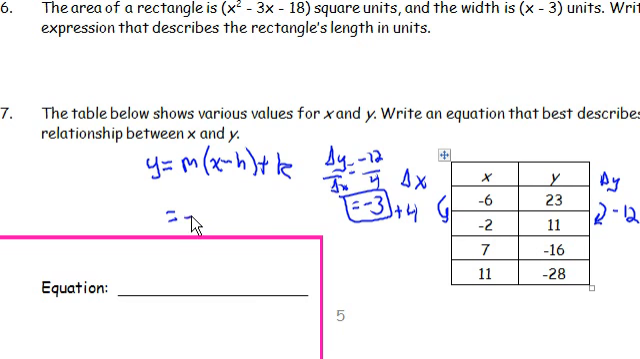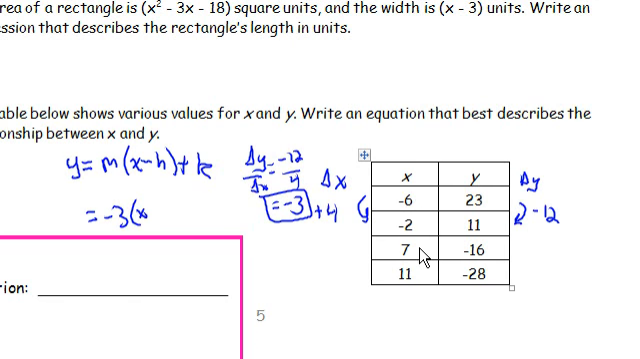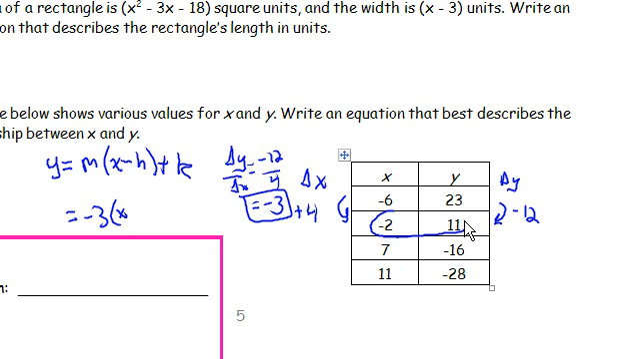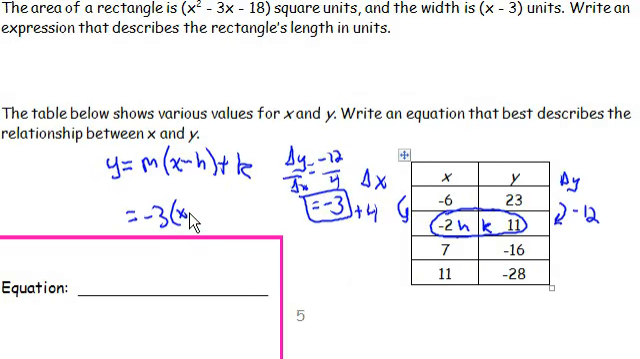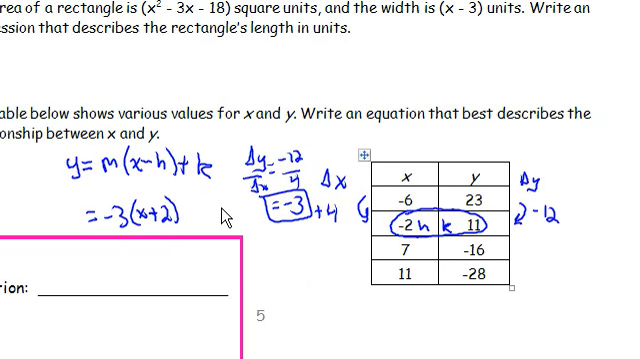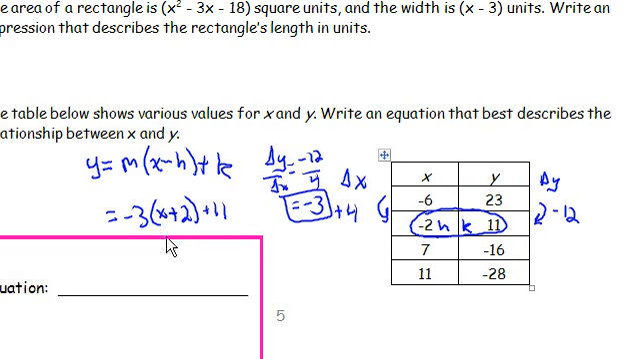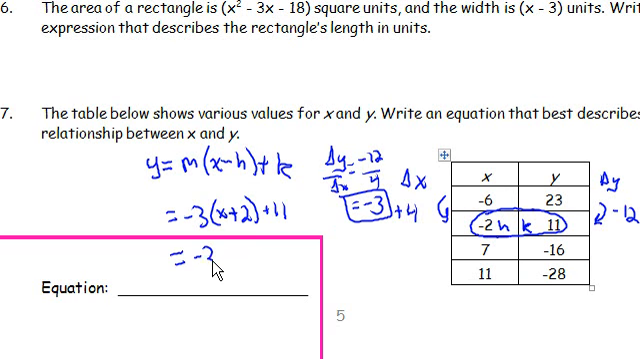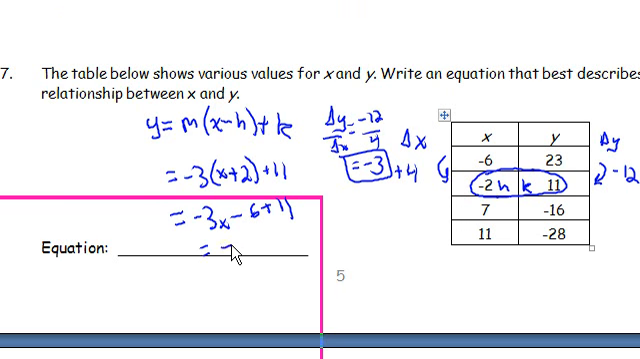So we go y equals negative 3 times x. And let's just choose a random h comma k pair. I'll choose this one. Here's h, here's k. So x plus 2 plus k, plus 11. And so let's distribute that 3. So negative 3x minus 6 plus 11, which equals negative 3x plus 5.